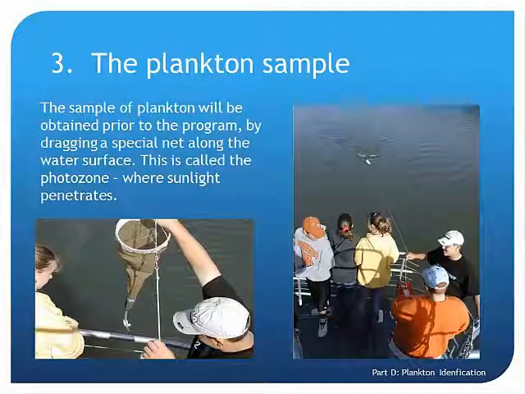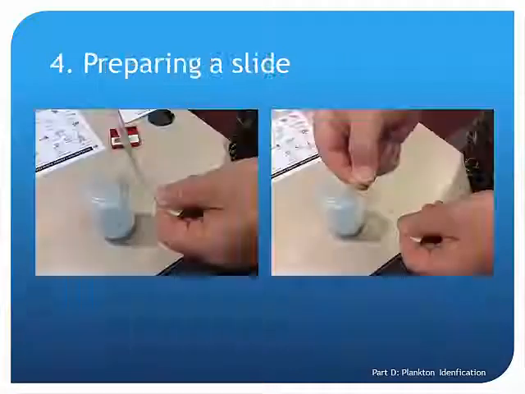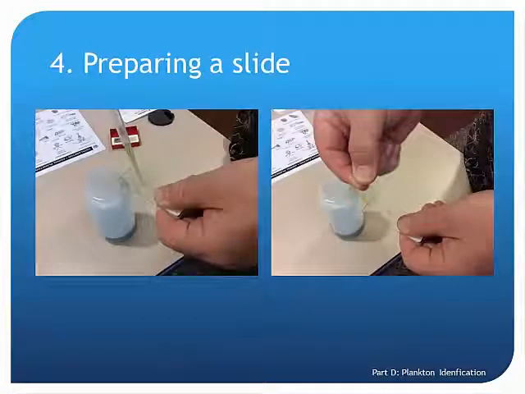The plankton samples will be obtained ahead of time by dragging a special net along the water surface. This is called the photozone, where sunlight penetrates. To prepare a microscope slide, use a pipette to place a sample of water in the center of the slide. 1 or 2 drops will suffice. Carefully hold a cover slip over the water sample and drop it. The water drop will spread out into a thin layer where plankton should be readily identifiable under the microscope.